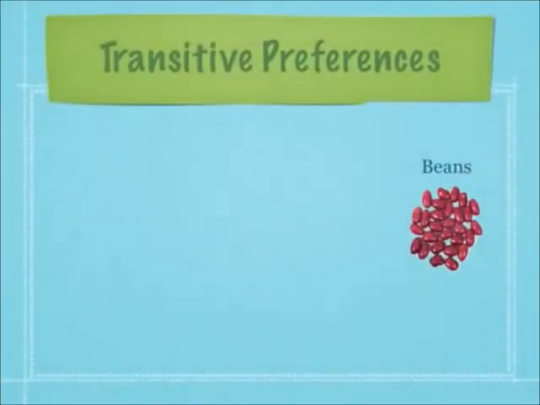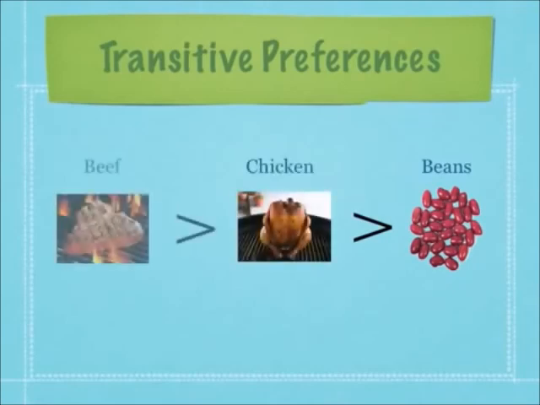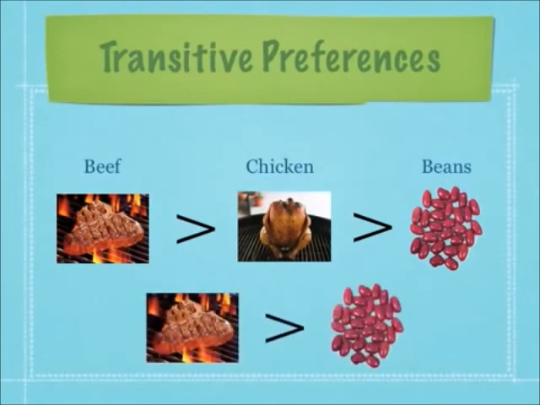A couple things we just need to be aware of when we talk about consumer theory, and one is the idea of transitive preferences, which means that if I prefer chicken to beans and I prefer beef to chicken, I prefer beef to beans. One thing in economics we have a hard time doing is actually putting numbers to things. I can say I prefer chicken more than beans, but it's hard to put an actual empirical number on that.